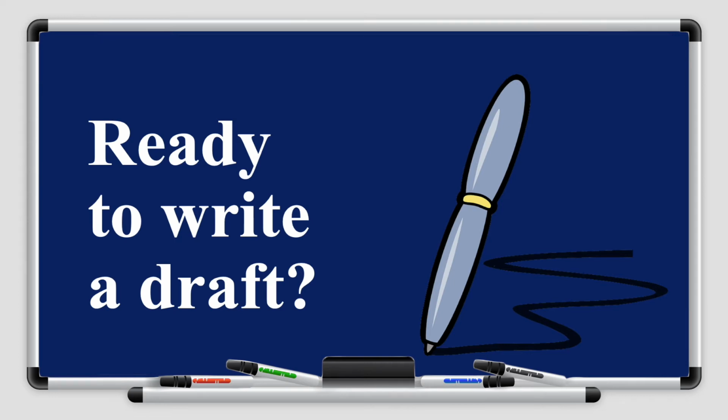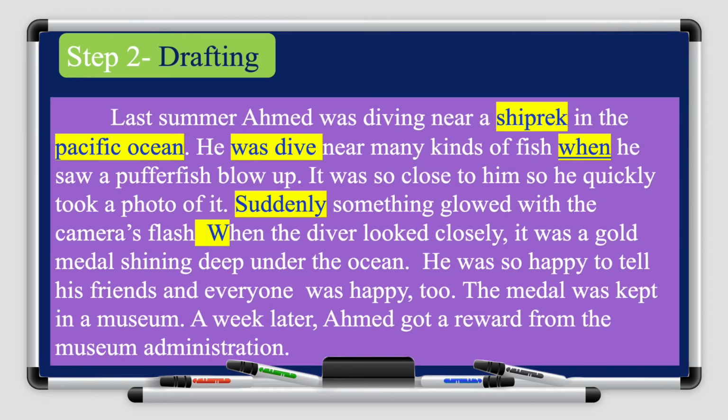Now it's time for me to write, and it's time for you to write with me. So now we take all of our ideas from the graphic organizer and the brainstorming, and we turn them into sentences. So let's look together at the paragraph. Last summer, Ahmed was diving near a shipwreck in the Pacific Ocean. He was dived near many kinds of fish when he saw a pufferfish blow up. It was so close to him, so he quickly took a photo of it. Suddenly, something glowed with the camera's flash. When the diver looked closely, it was a gold medal shining deep under the ocean.